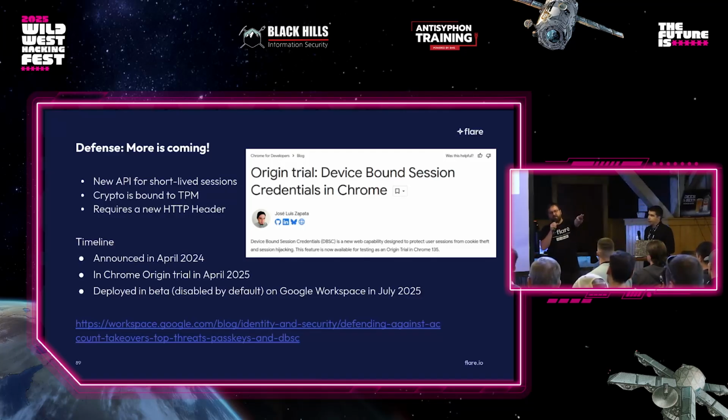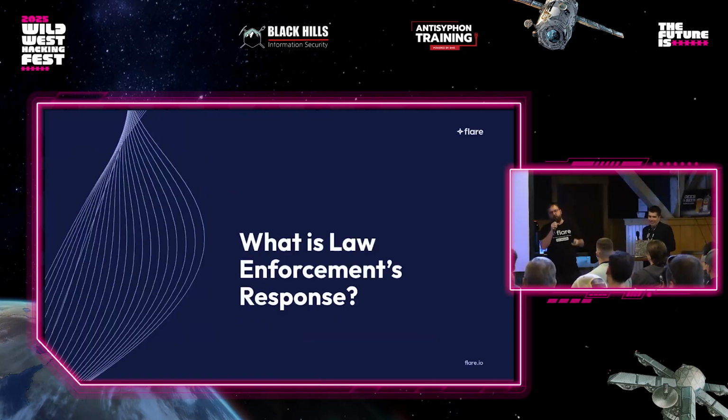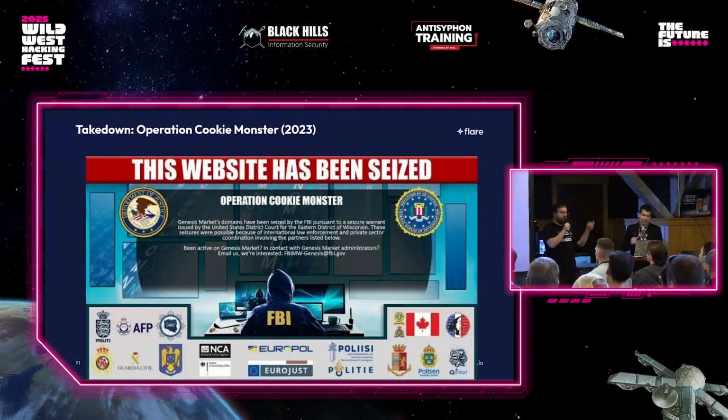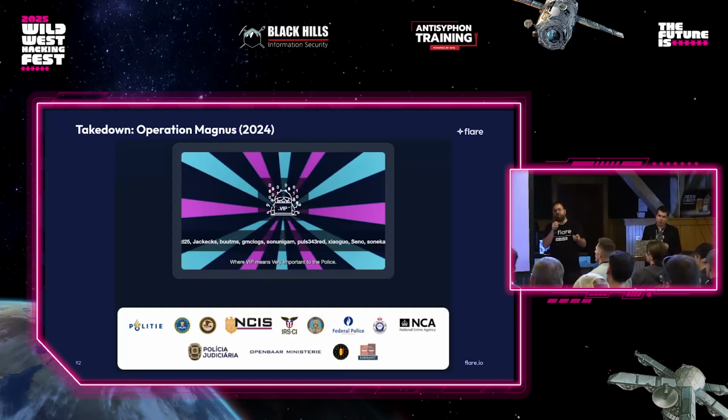So I'm analyzing the scene. I think the doom and gloom is starting to hit on you all. And you will be wondering, what is law enforcement doing about this? Well, good news. They're able to take action. Joint operations from multiple intelligence agencies have been able to shut down infostealer operations, like in this case, Cookie Monster, and also Operation Magnus, which was used for the takedown of Redline. So yes, there is light.